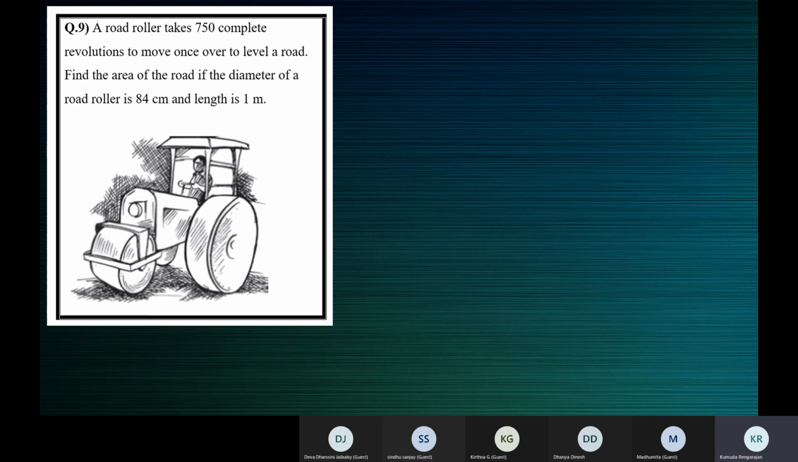In this question, a road roller takes 750 complete revolutions to move once over to level a road. So to level the road, the roller has to go 750 complete revolutions. So 750 into CSA of the roller will be the area of the road, because CSA is the area covered in 1 revolution. The area covered in 750 revolutions will be 750 into CSA, and that will be equal to the area of the road.